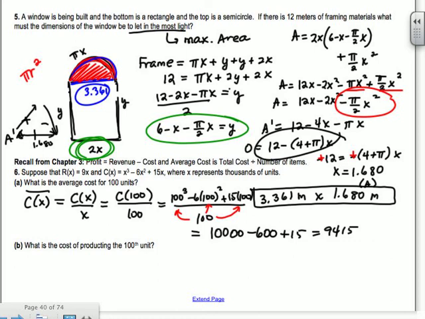So they're making something expensive. I don't know, maybe they're making a car. So that's the cost of producing a car. All right, so B, what is the cost of producing the 100th unit?